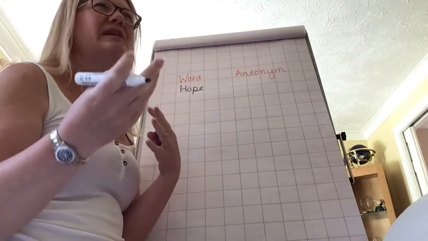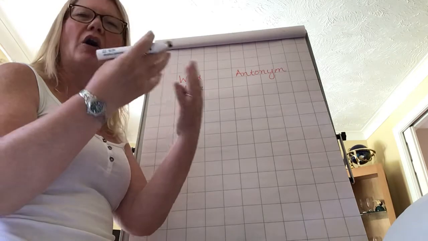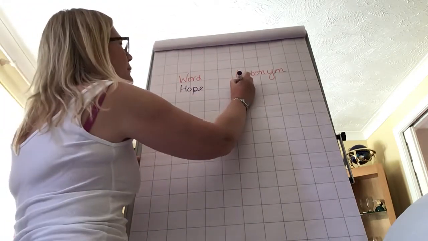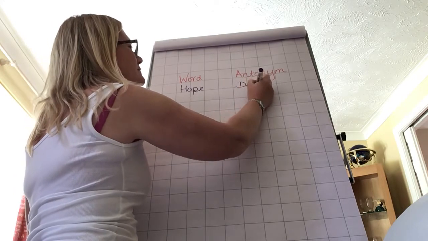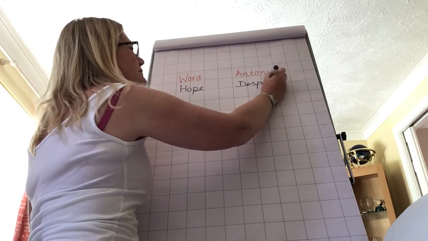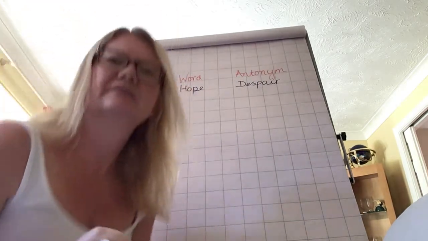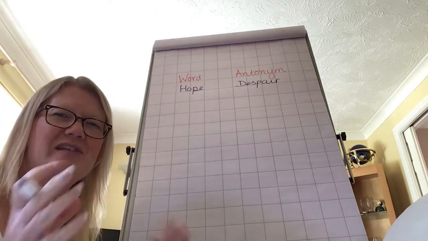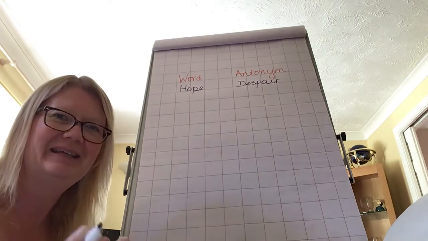Now, what would the opposite be of hope? You hope that something might happen. I know. What about this? Despair. You despair that something will never happen. Can you see they have the opposite meaning?